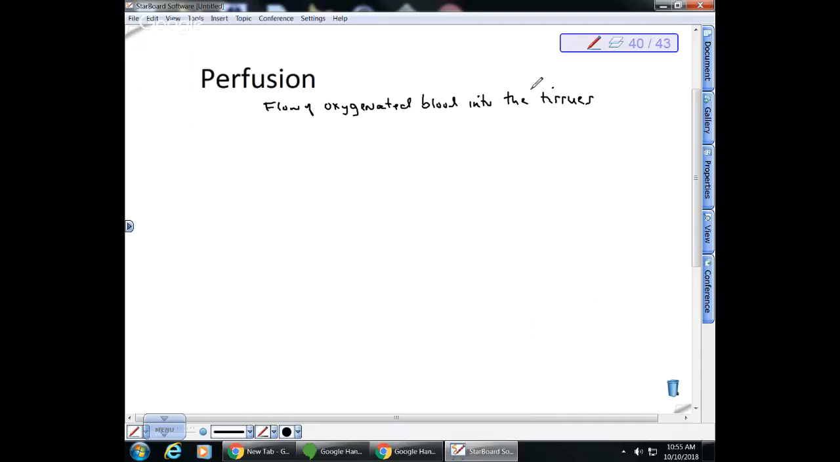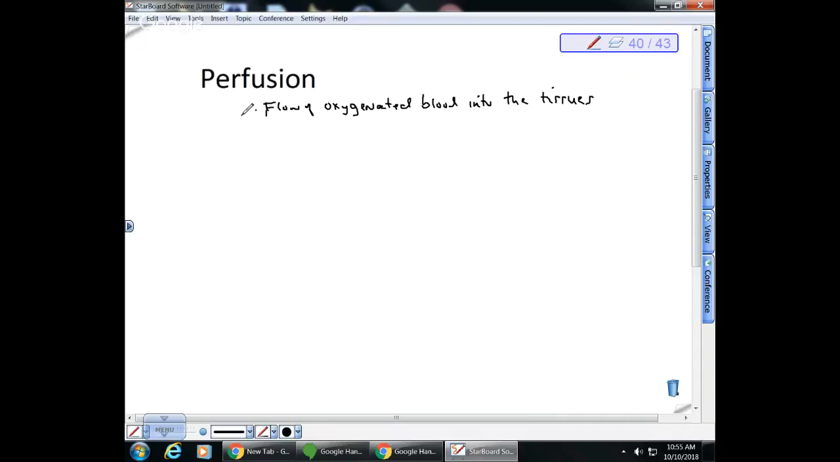Right? If that flow of oxygenated blood to the tissues isn't good enough, then we could have the tissues starting to die or atrophy or become diseased, right? So this is just kind of a measure of the flow of the oxygenated blood to the tissues.